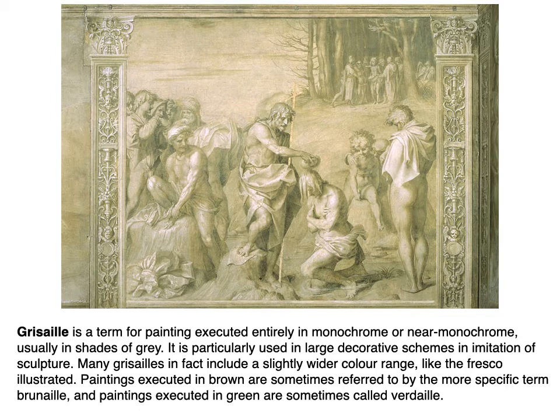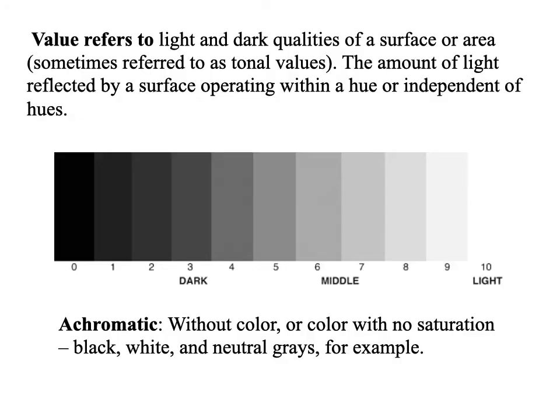Grisaille is a term for underpainting executed entirely in monochrome or near monochrome. So typically shades of gray, sometimes shades of brown or black. Oftentimes it's used as a building block through which overtop colors are created, because you're basically taking care of what's called the values first. Value refers to the light and dark qualities of a surface area, sometimes referred to as the tonal values. So if you focus on the light and dark of the piece, you're then able to add color over top.